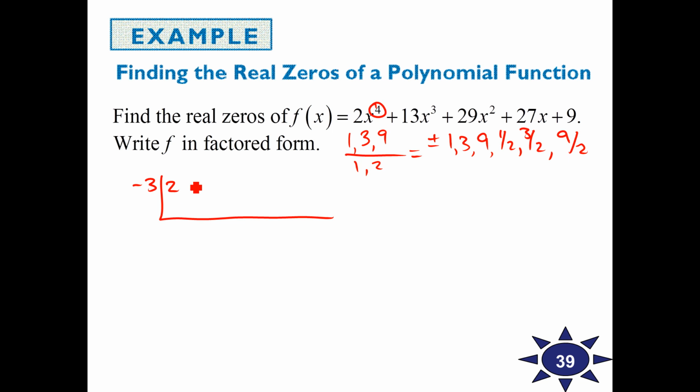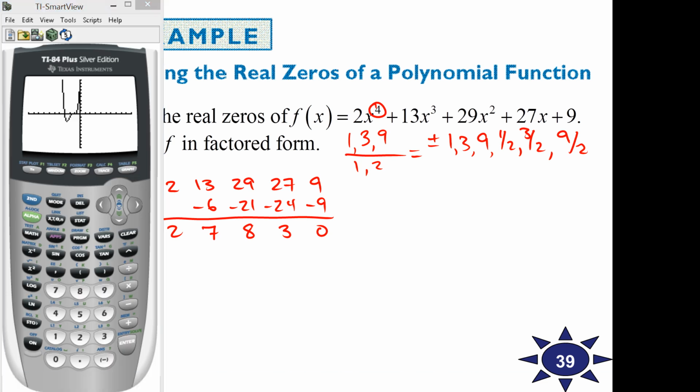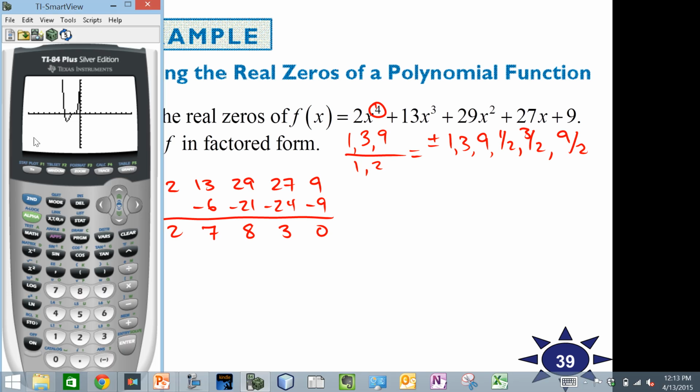And so we've got a 2, a 13, a 29, a 27, and a 9. -6, 7, -21, 8, negative 24, 3. All right, our guess worked out. Okay, but now we've got 2x cubed. We're not at x squared yet, so we're not ready to factor. So let's go back to our graph and grab one more.